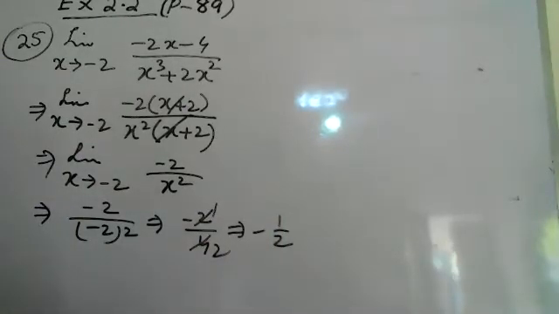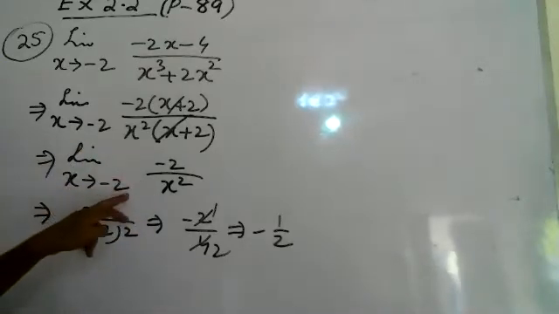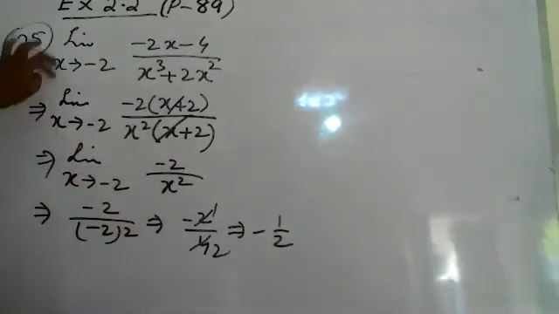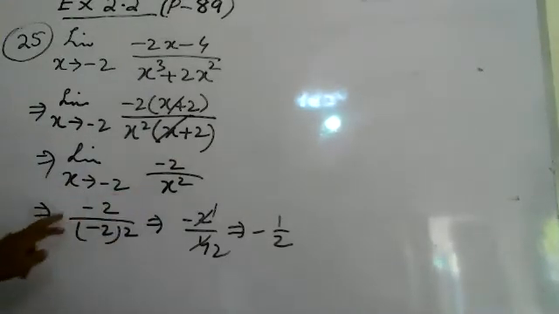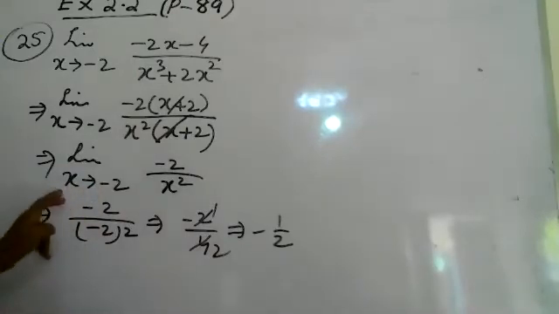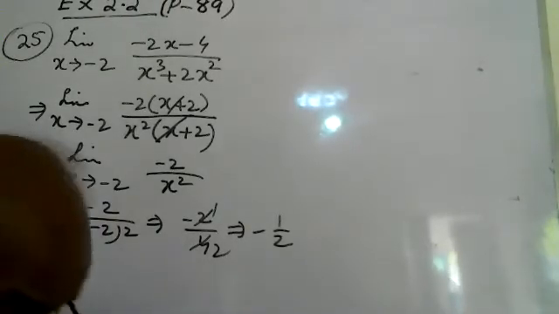So remember, until x is there in the expression, we have to write limit x tends to something. Until x is present in the expression, we have to write the limit. When there is no x, we have substituted the x, so we no need to write this. It would be wrong if you write limit x tends to minus 2 because there is no x. We have substituted already. So this is the answer, minus 1 upon 2.